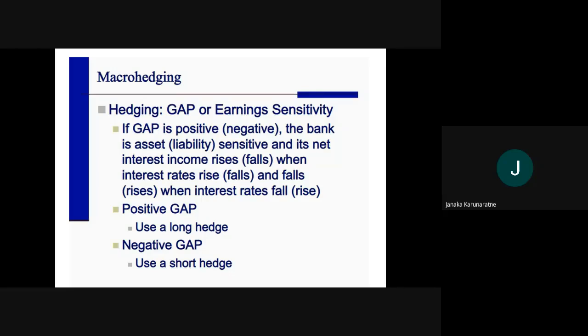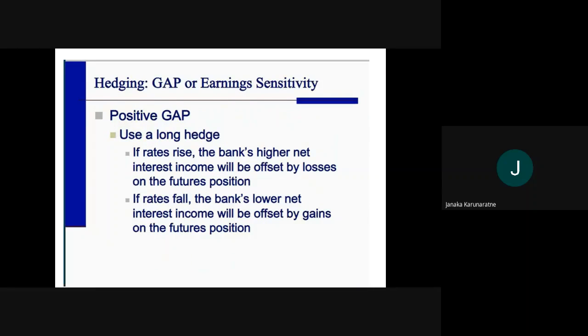So you can look at the entire balance sheet, assets and liabilities. You can find out the gap or earning sensitivity, and depending on the gap position, you can do either a long hedge or short hedge. Positive gap, use a long hedge. If rates rise, I already explained, the bank's higher net interest income will be offset by losses in the futures position. If interest rate falls, the bank's lower net interest income will be offset by gains on the futures position because you have long futures.